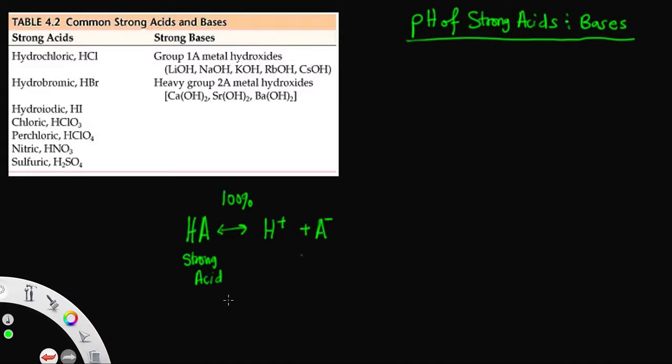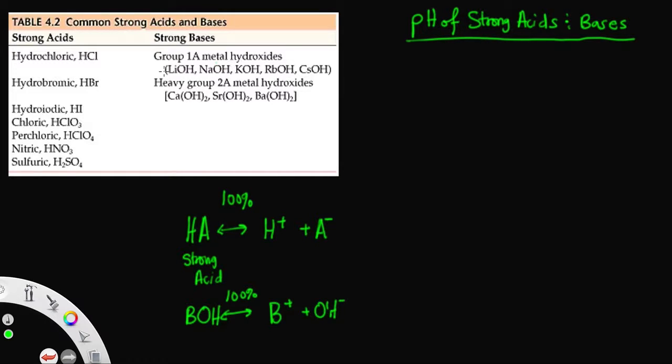Same thing with a strong base. If we have something and an OH, and maybe instead of A, put B. If we have a B and an OH here, what makes a strong base very unique is that 100% of the strong base will dissociate into the ions B plus and OH minus. All right. So that's obviously a very, very important thing that we need to know, and that will help us when it comes to solving for pH problems regarding strong acids and strong bases.